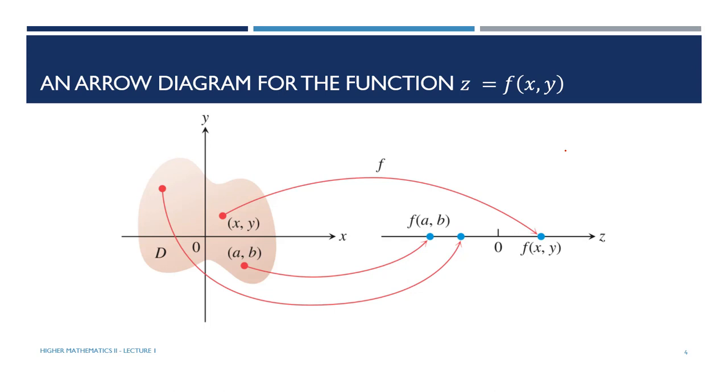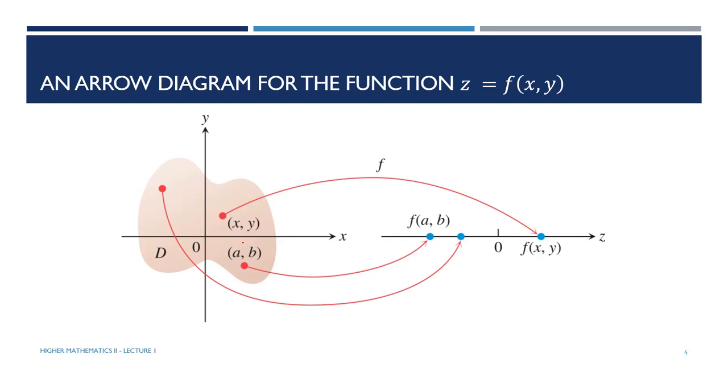Here's an arrow diagram for the function z equals f of x, y. What is f of x, y? f of x, y is a double variable function. It has two variables, x and y. f is a function that assigns a rule, and z is the dependent variable. x and y are independent variables, but z is the dependent variable.